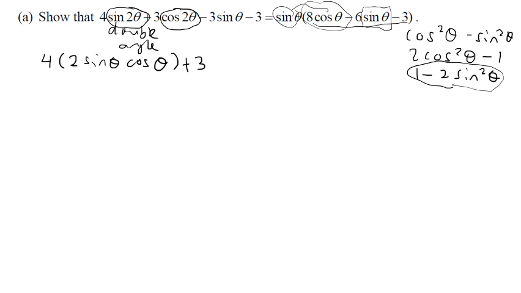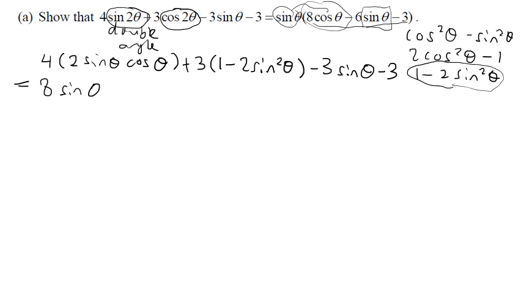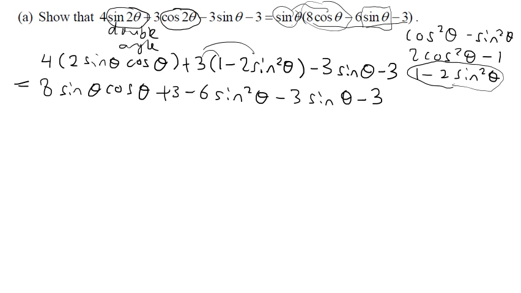So we substitute 3 cos 2 theta with 1 minus 2 sine squared theta. Back here we have another 2 terms, that is negative 3 sine theta and also minus 3. So we expand 4 times 2, we get 8 sine theta cos theta, and 3 we expand here, so we get plus 3 and minus 6 sine squared theta, and then we also have negative 3 sine theta and lastly minus 3.